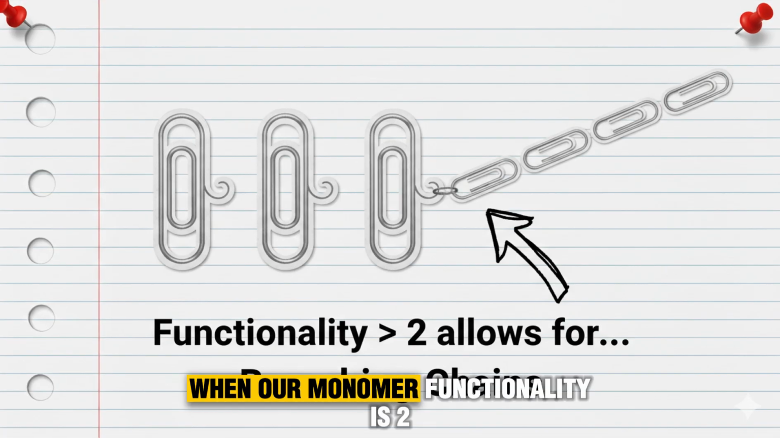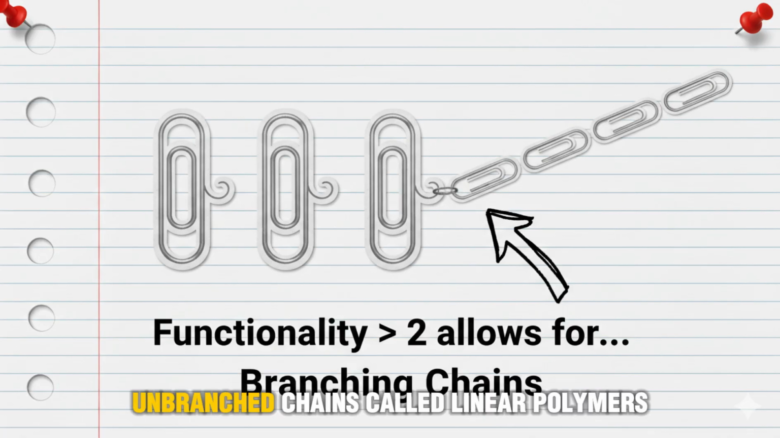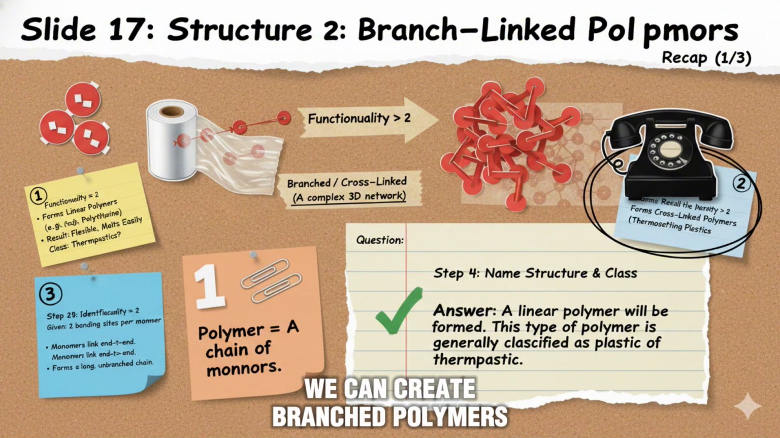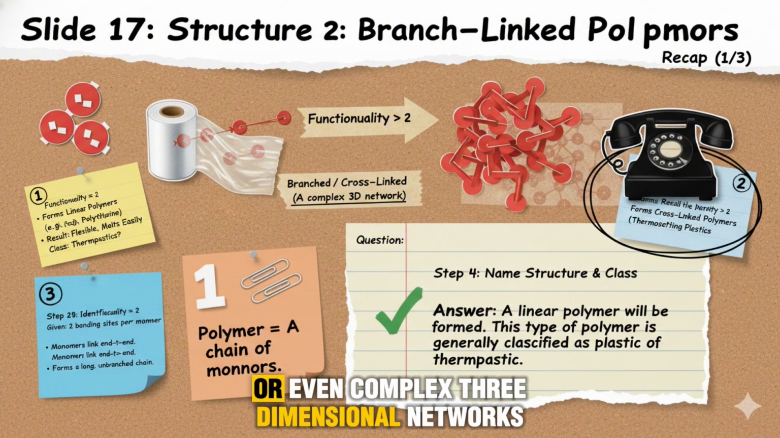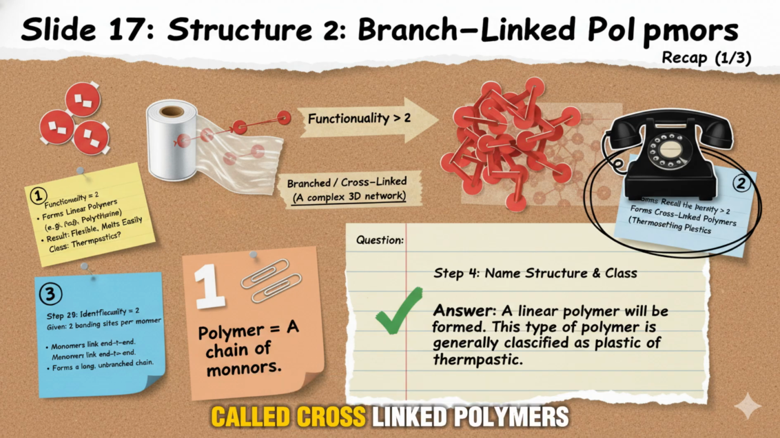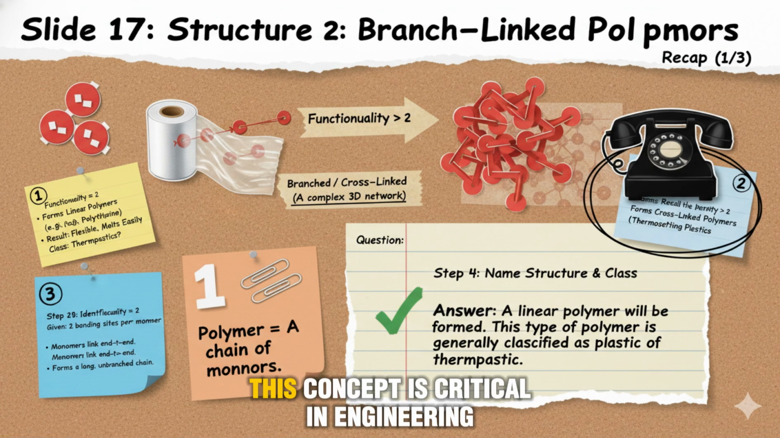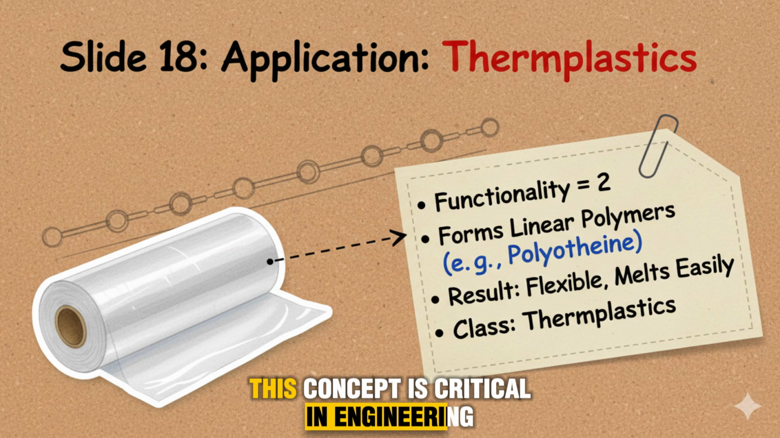When our monomer functionality is 2, we get these long, unbranched chains called linear polymers. But when the functionality is greater than 2, we can create branched polymers or even complex 3-dimensional networks called cross-linked polymers. These networks are often much stronger and more rigid. This concept is critical in engineering.